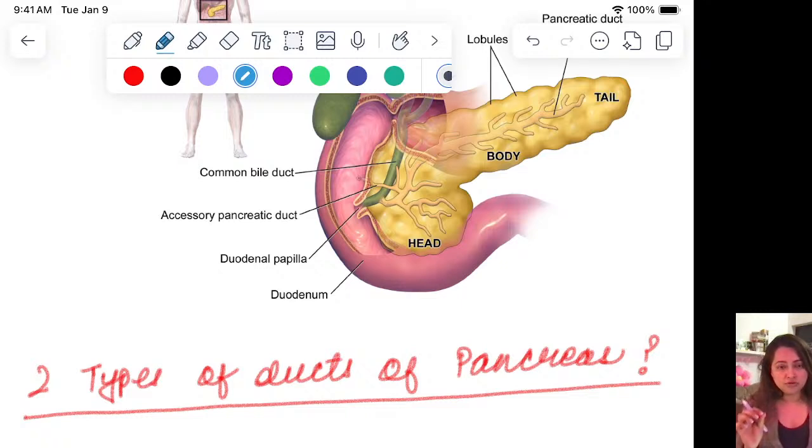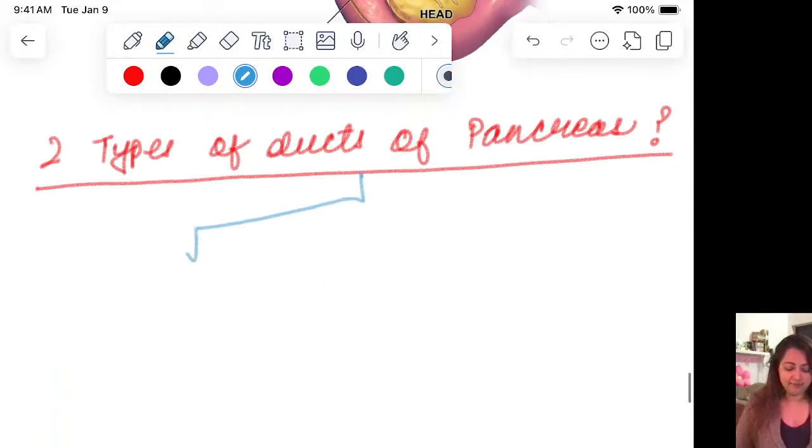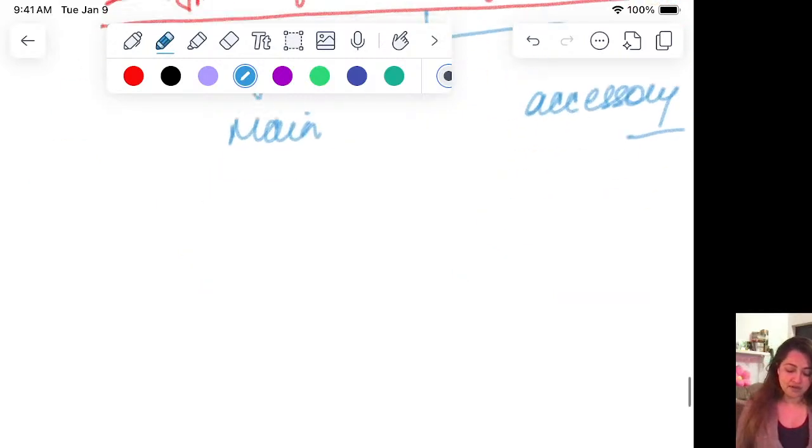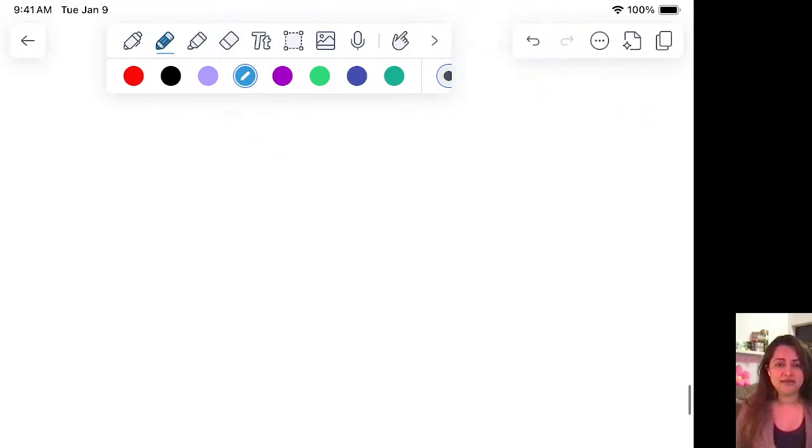Okay, so when you talk about the two ducts of pancreas, we have the main pancreatic duct and we have the accessory pancreatic duct. Ventral and dorsal, those are the buds. When you talk about ventral and dorsal buds, they are the buds. We are talking about the two ducts of pancreas: the main pancreatic duct and the accessory pancreatic duct.